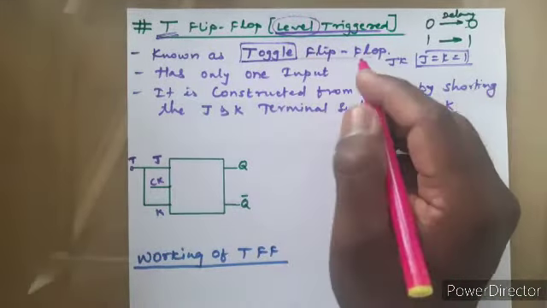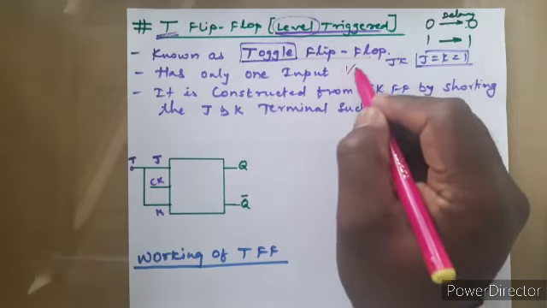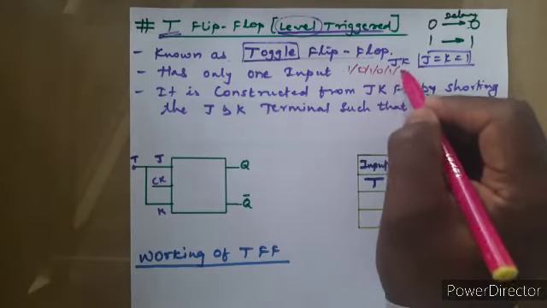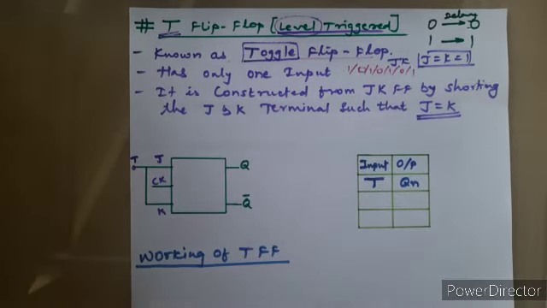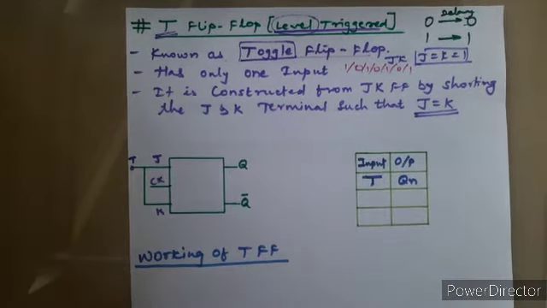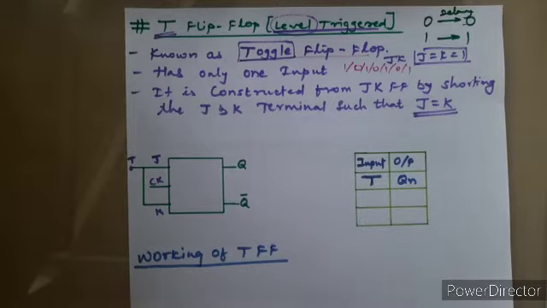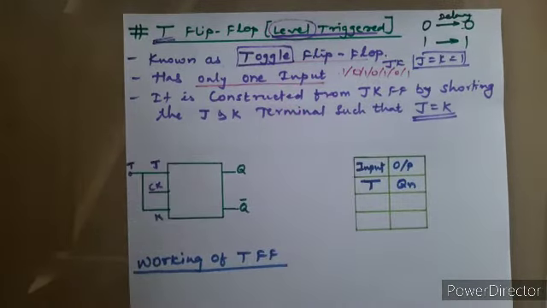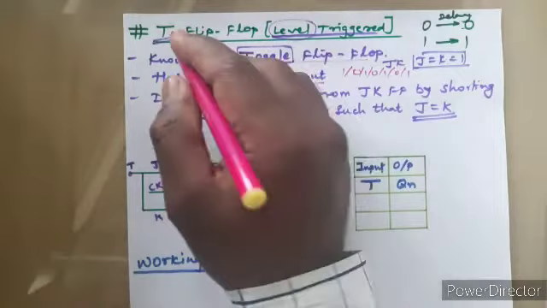Now toggling means 0 1 1 0 0 0 1 0 1, changing the state from 0 to 1 or 1 to 0. Not continuously toggling; simply toggling means changing the state from 1 to 0 and 0 to 1. Now again, this T flip-flop has only one input, denoted as T.